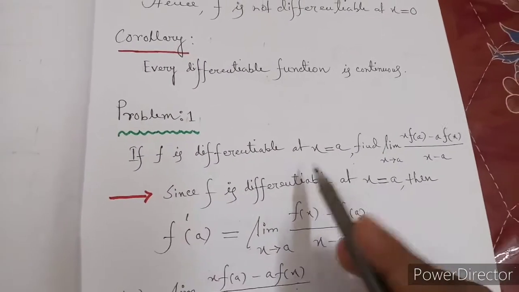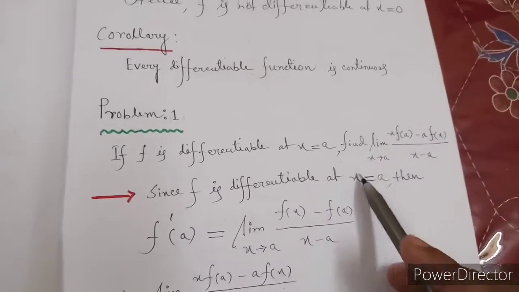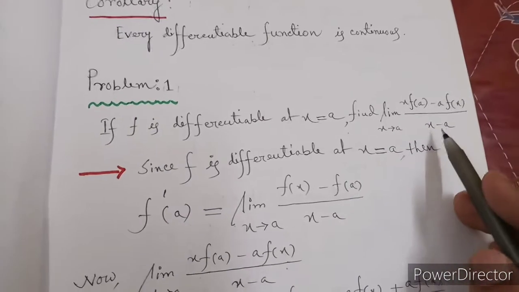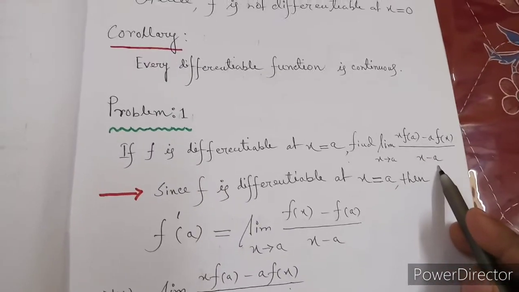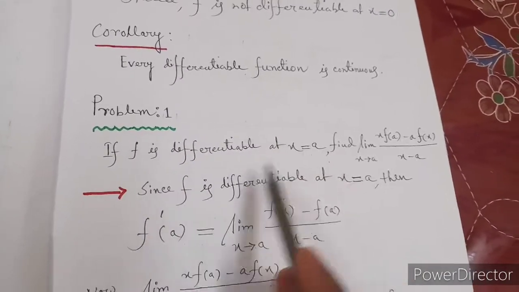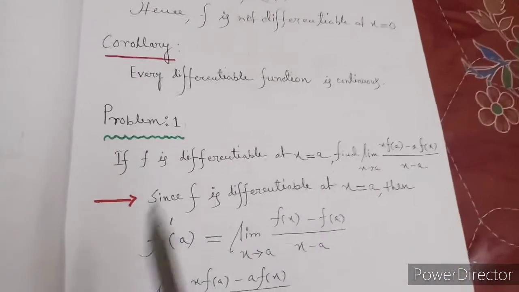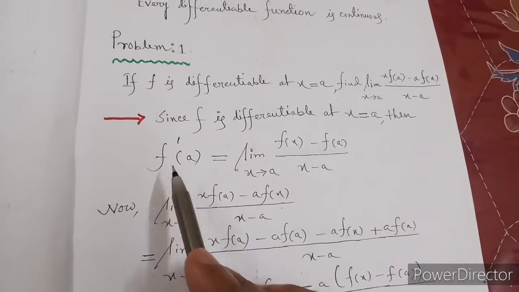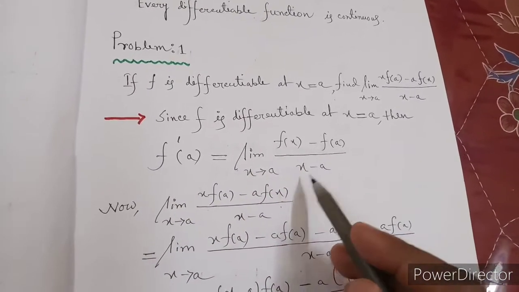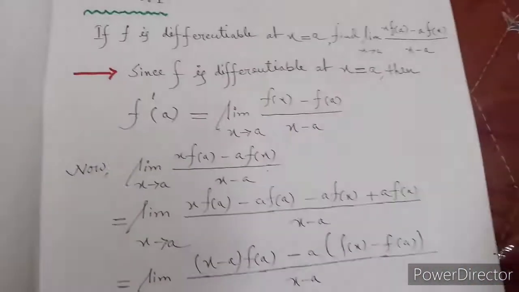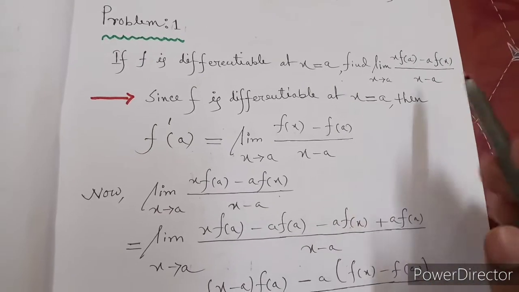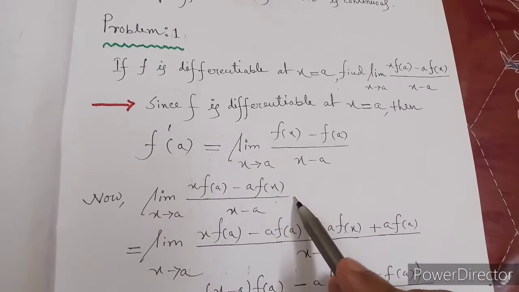So problem number 1. If f is differentiable at x equal to a, find the limit as x tends to a of (x f(a) minus a f(x)) by (x minus a). Now in your question it is given that f is differentiable at x equal to a, so obviously f dash of a, that is equal to the limit as x tends to a of (f(x) minus f(a)) by (x minus a), exists finitely. Obviously it is by the definition of derivative.